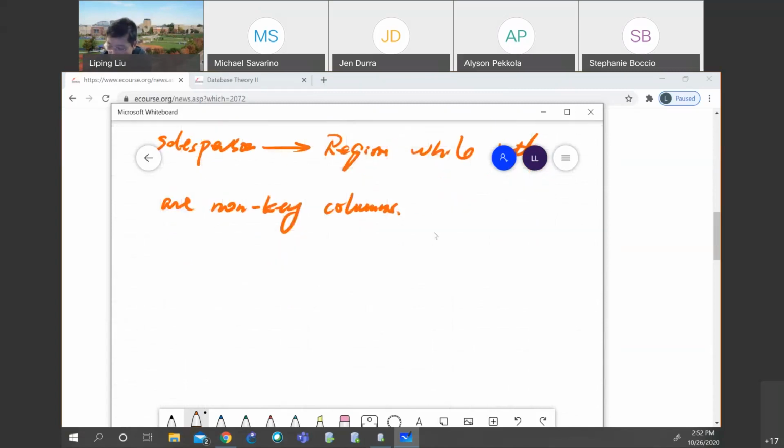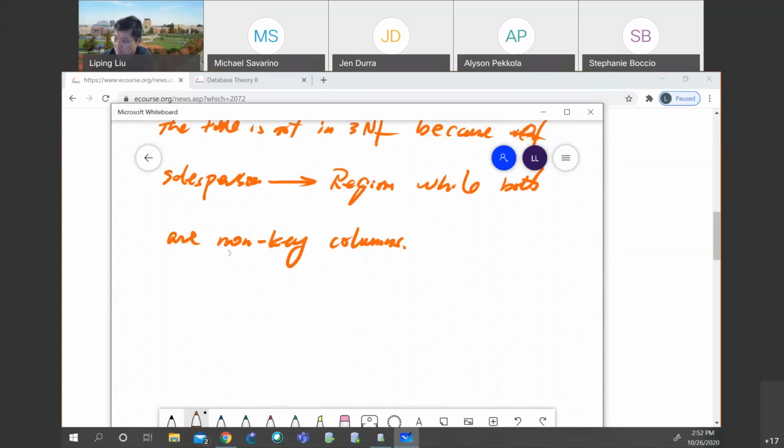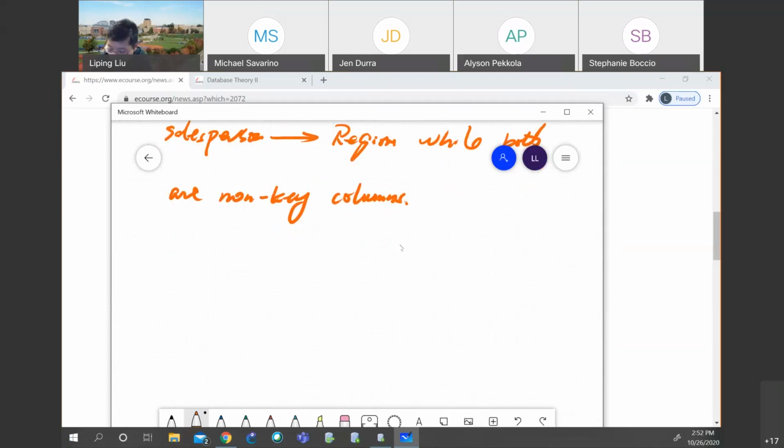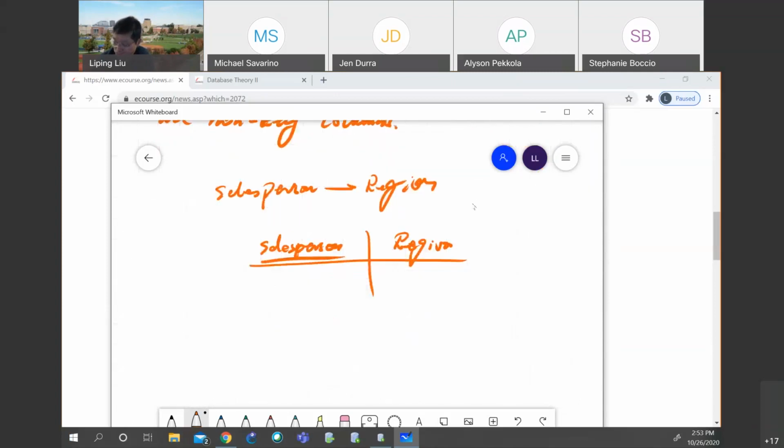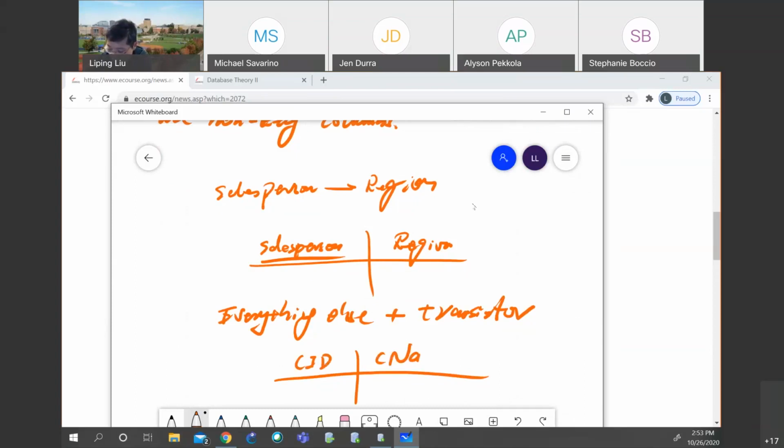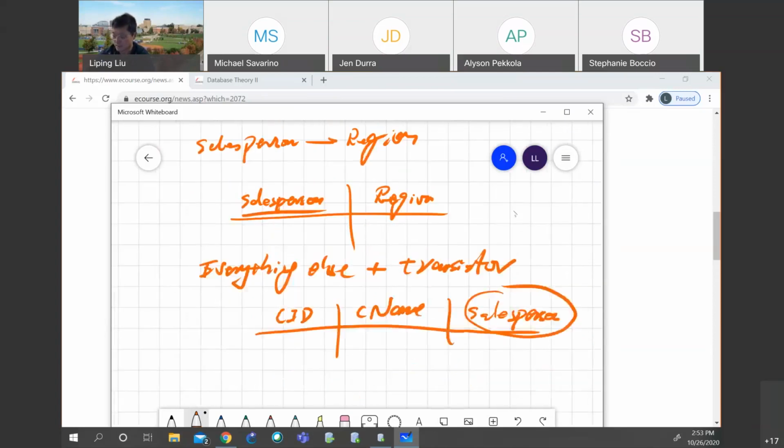To fix that, we are going to use this functional dependency first to make a new table. So we are going to use salesperson determines region to make a new table with salesperson as a key, and region as a non-key column. And then everything else, don't forget everything else. So everything else in this case will include customer ID and customer name only, plus salesperson. The salesperson is actually a foreign key in this case, and the primary key is customer ID.